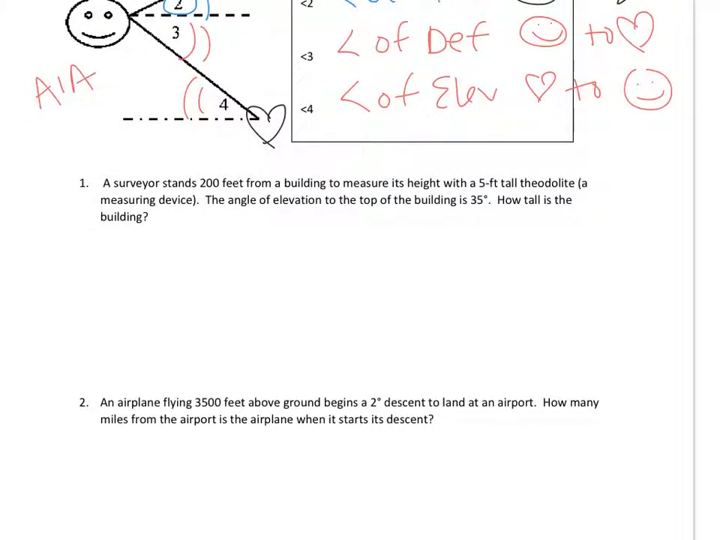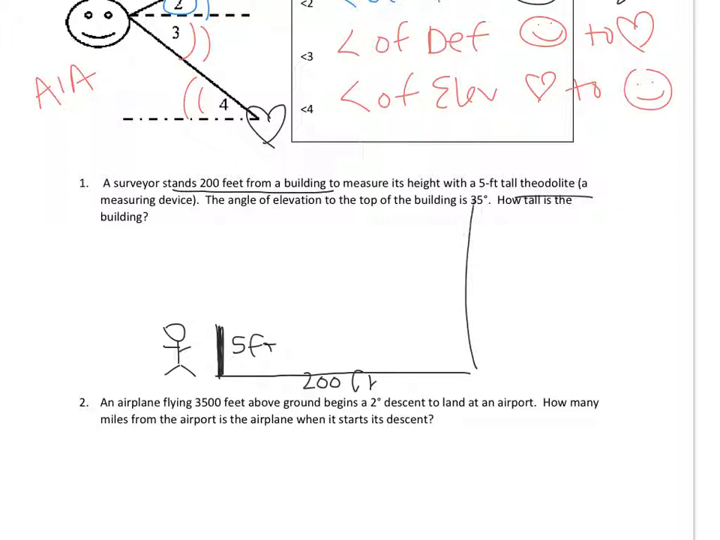So in this next one, a surveyor stands 200 feet from a building. So you have a surveyor. He stands 200 feet from the building to measure its height with a 5-foot theodolite, a measuring device. Okay, so I guess this is 5 feet. And we don't know the top of the building. The angle of elevation to the top of the building is 35 degrees.